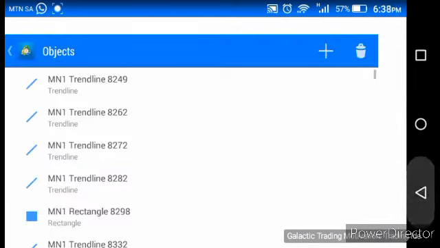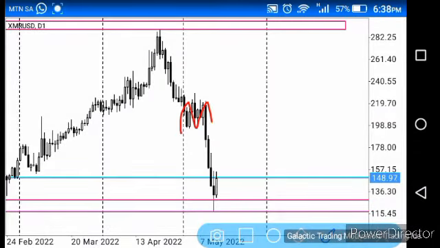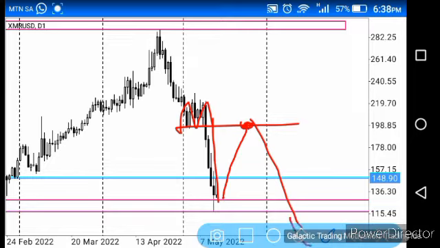Let me just draw it or plot it rather. We have this formation with the neckline being there, and price came down. So what may happen next is price may actually head to this area to retest this formation, and it may continue coming down in this manner, right?